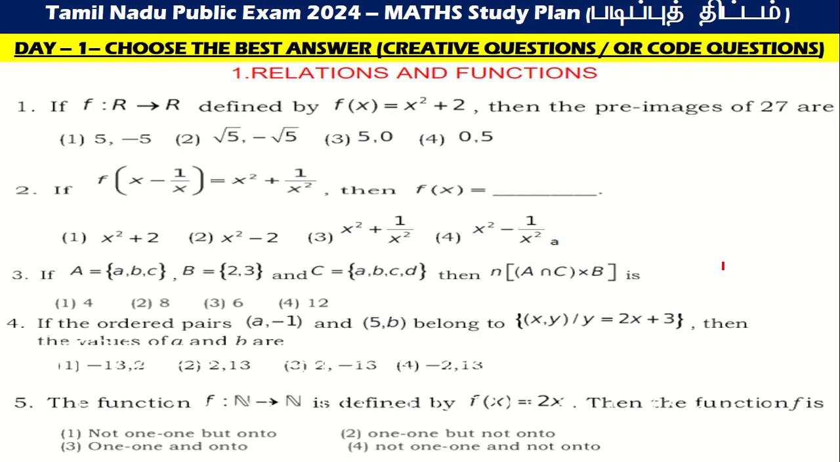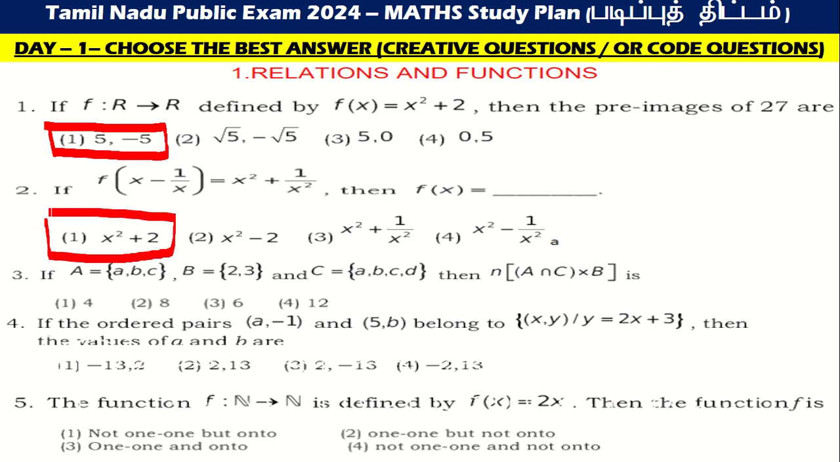First chapter, relations and functions. If f: R to R is defined by f of x is equal to x square plus 2, then the answer for the first one is 5, 5 is the correct answer. Next one, if f of x plus 1 by x is equal to x square plus 1 by x square, then f of x is equal to x square plus 2 is the correct answer, my dear children.